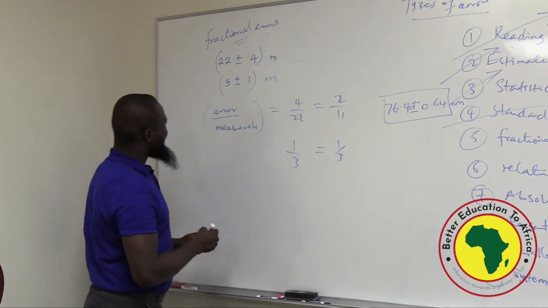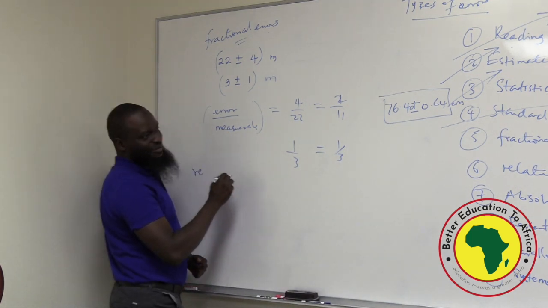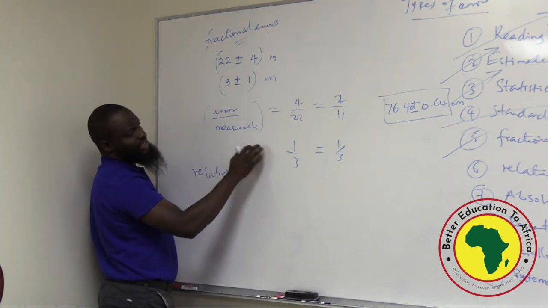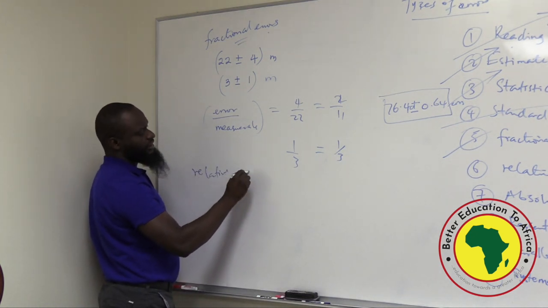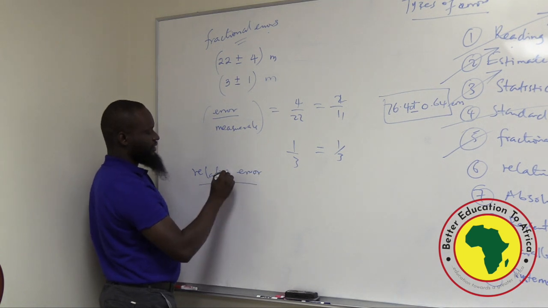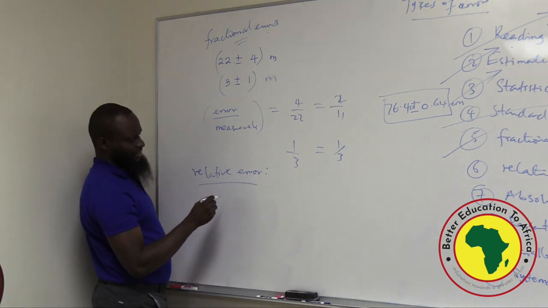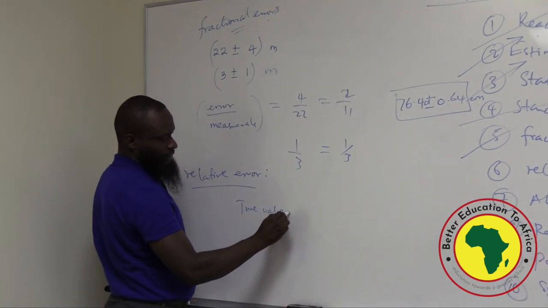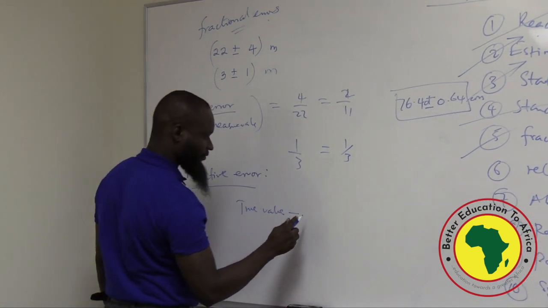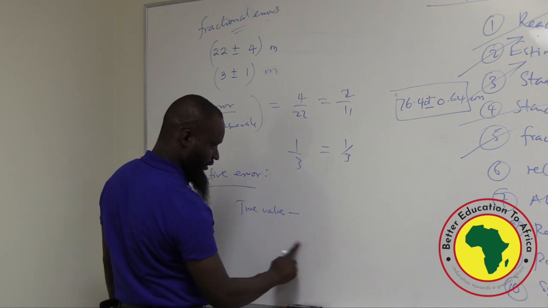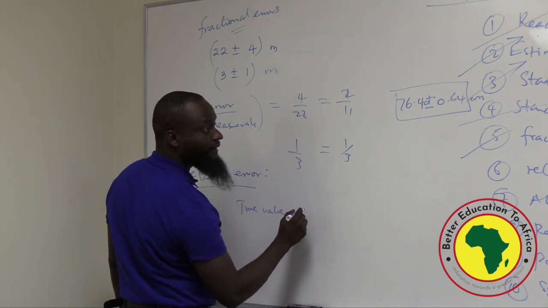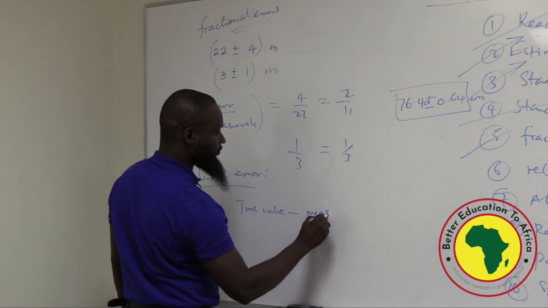Okay. And then now we've known what fractional error is. We're going to see the importance of this in propagation of errors. So we have relative error. Relative error is just the true value minus the measured value.